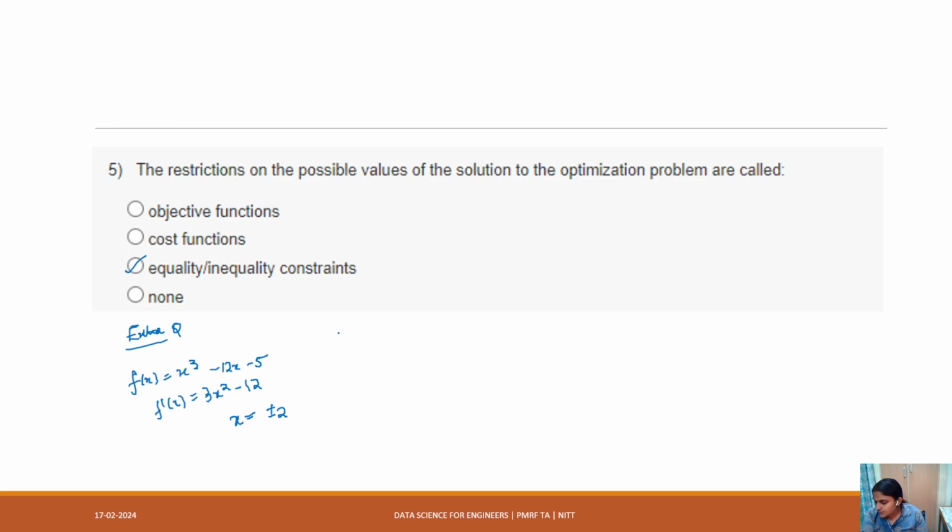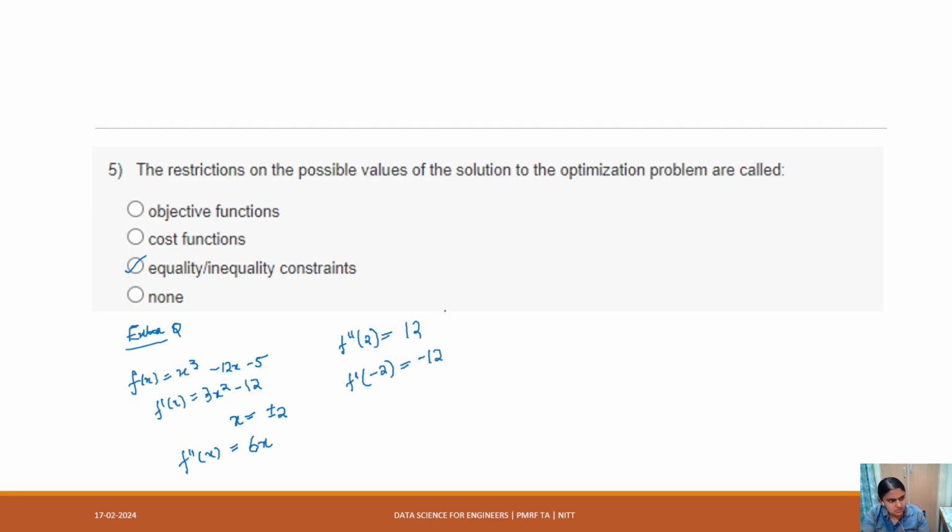So first, you can follow the usual methods. You can find the double derivative of f also. The double derivative will be 6x, and your points are plus 2 and minus 2, so f double dash of 2 will be 12, and f double dash of minus 2 will be minus 12.